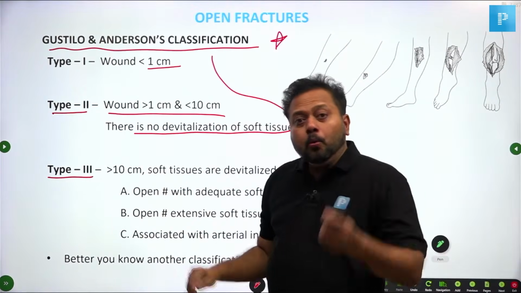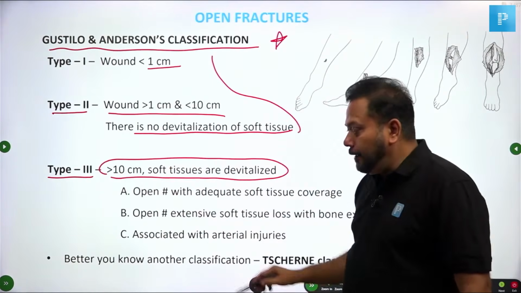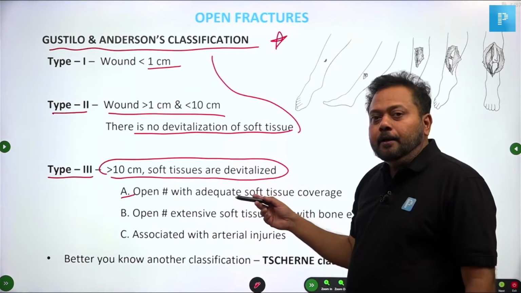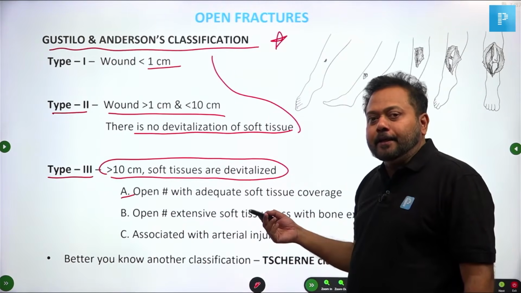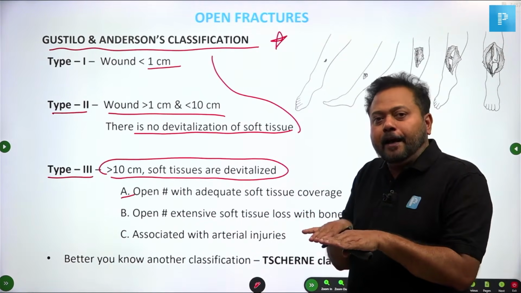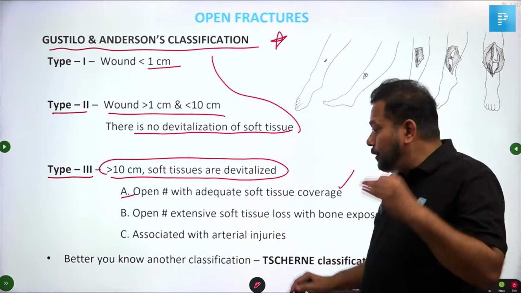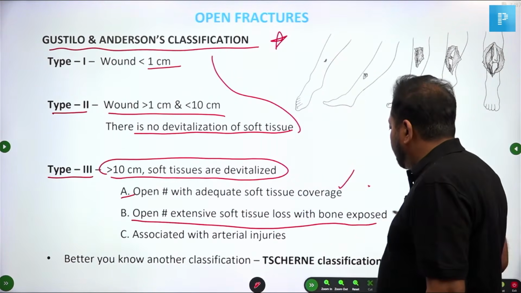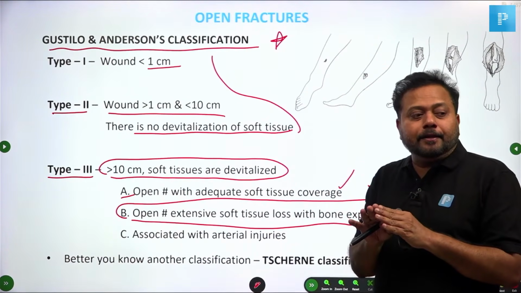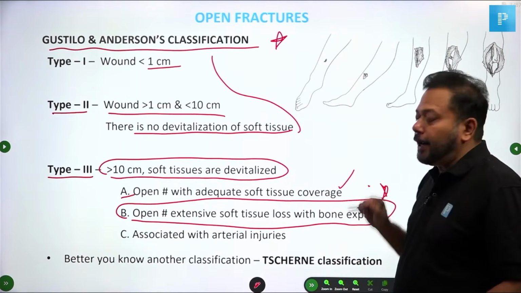Type 3, wound more than 10 centimeters, there is some soft tissue devitalization. If it is type 3A, it is more than 10 centimeters. There is some soft tissue devitalization, but you can close with the same skin. No need of skin grafting. So that is type 3A. Type 3B, extensive soft tissue loss. Bone is exposed and you cannot close with the same skin. It definitely needs skin grafting. So this is what the question they had framed.